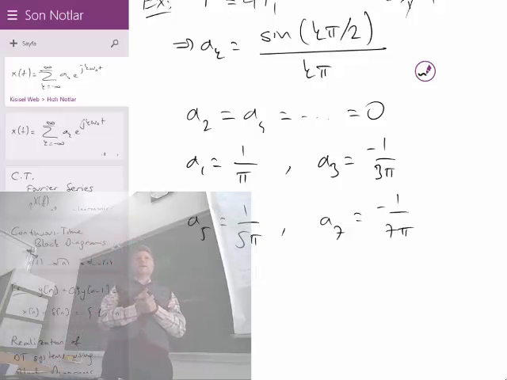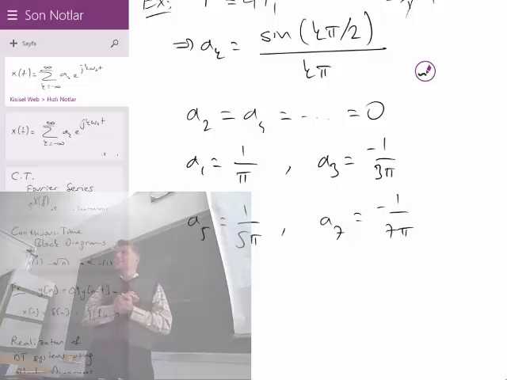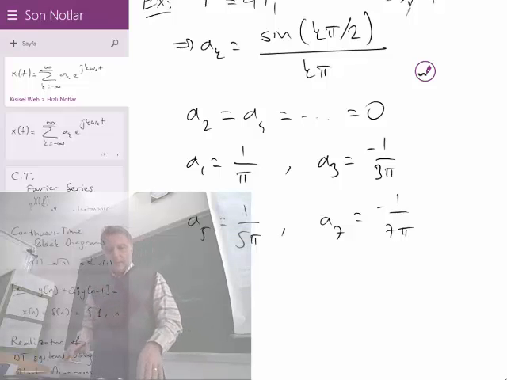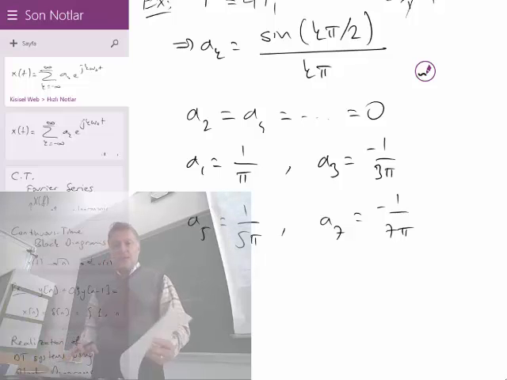This is a very commonly encountered situation in power systems. The harmonics are only odd harmonics and their signs are alternating. One positive, one negative, one positive, one negative. And even harmonics are all zeros. a2, a8, a100, etc. They are all equal to 0. So this is an example.